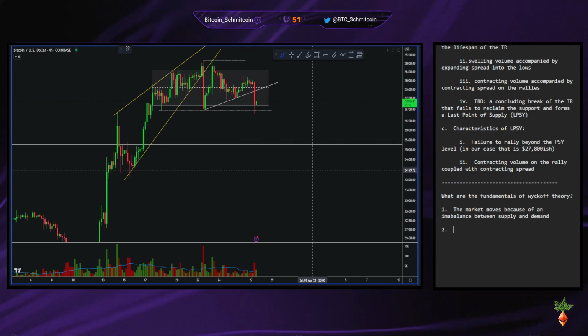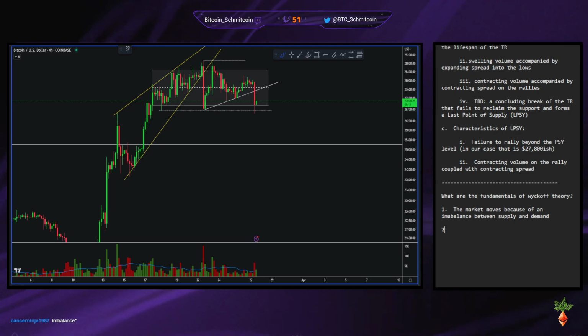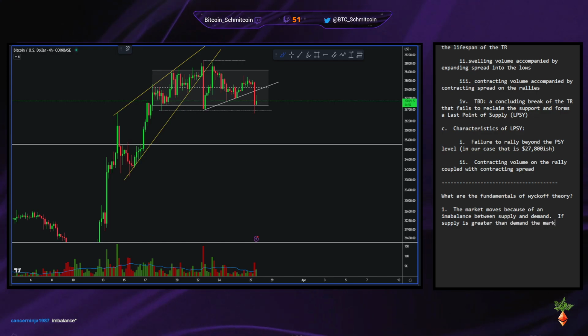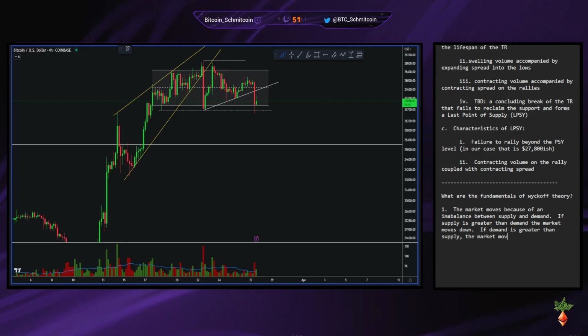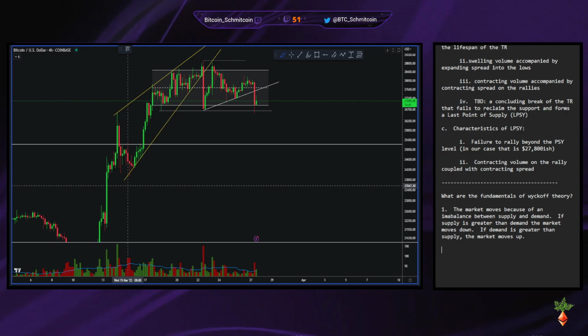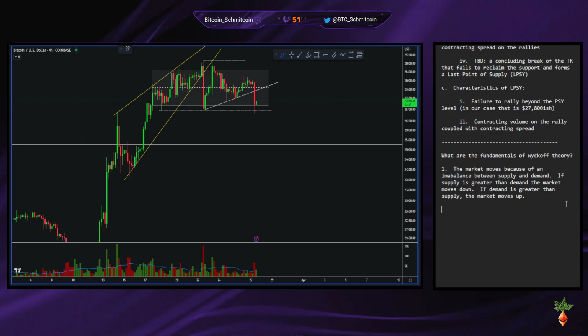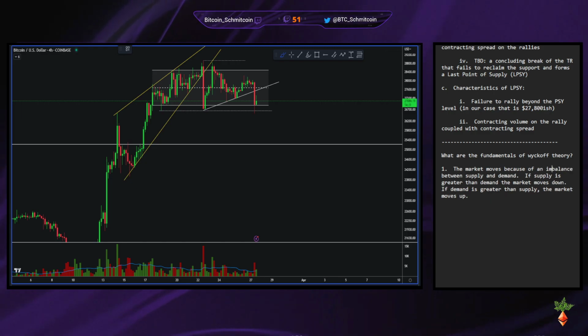Okay. And so I'll also make this more supply. If supply is greater than demand, the market moves down. If demand is greater than supply, the market moves up. Okay, this is like fourth grade level education stuff here, right? Like I'm not teaching anything profound yet. Oh, imbalance. Thanks.